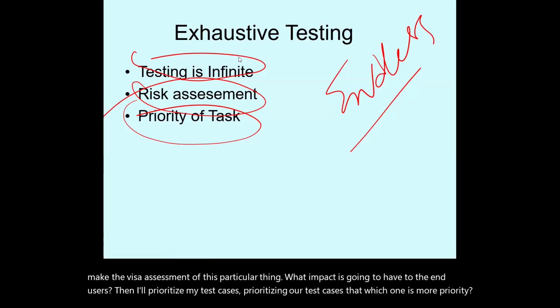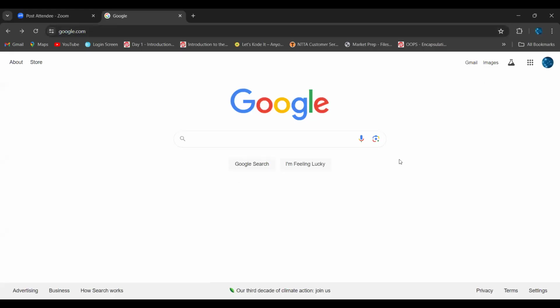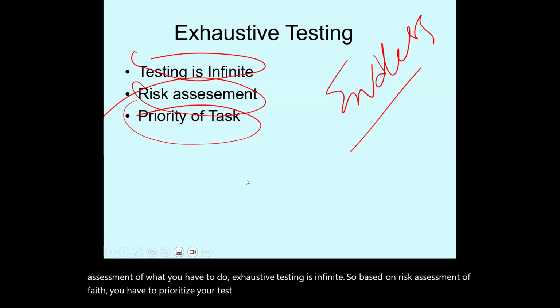In this one I showed you now, what do you think is more priority in this particular web page, in this web application? These are all web elements. I'll tell you. Which one should you do the risk assessment of and send to a production server? The search box, right? Yes. Google search, all these buttons. So based on your risk assessment, since exhaustive testing is infinite, you have to prioritize your test cases, the most priority ones, then you hit the production server.